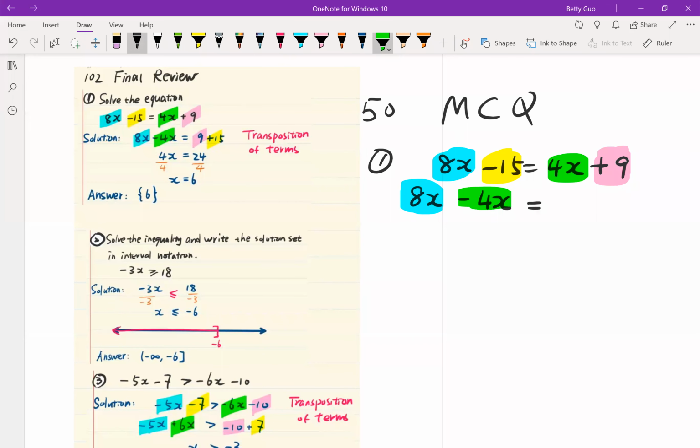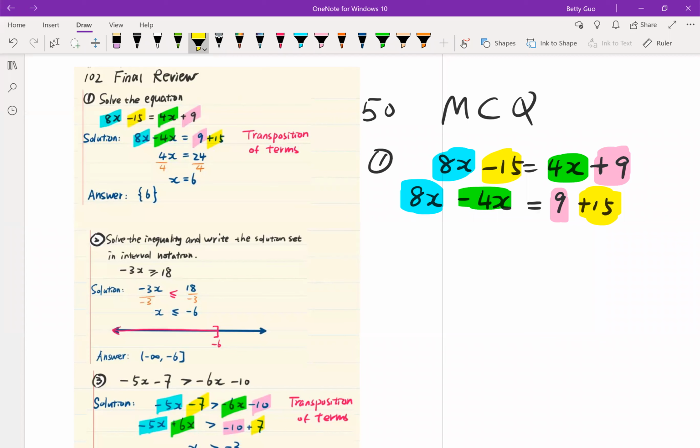And on the right-hand side, you have a 9, the pink term. You want to move negative 15 over because the yellow term is a constant. Yellow and pink are like terms, right? So you move negative 15 over, you have a positive 15. Transposition of terms is a very useful technique. We can apply it to collect like terms in the equation very efficiently.